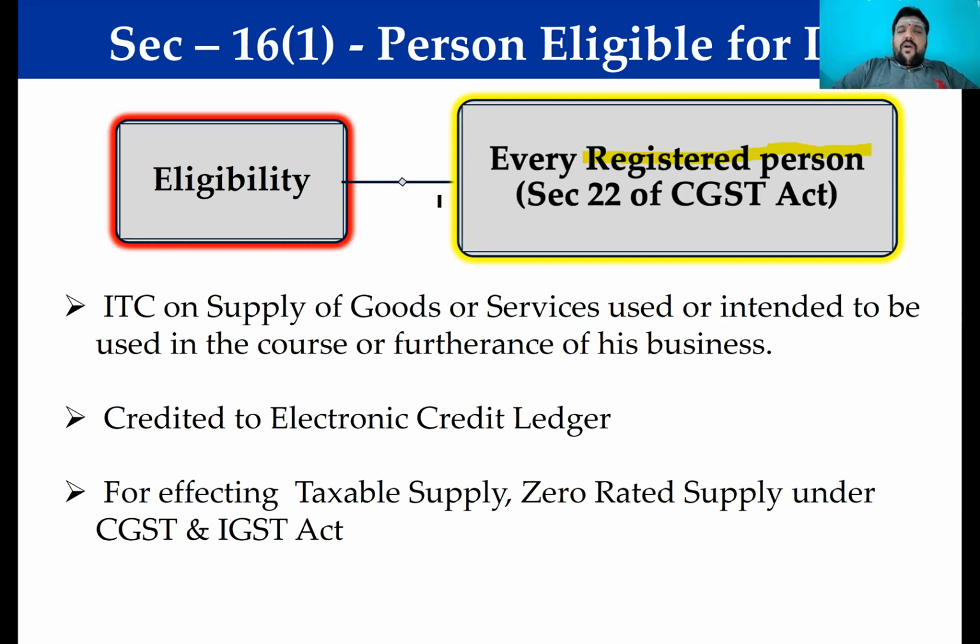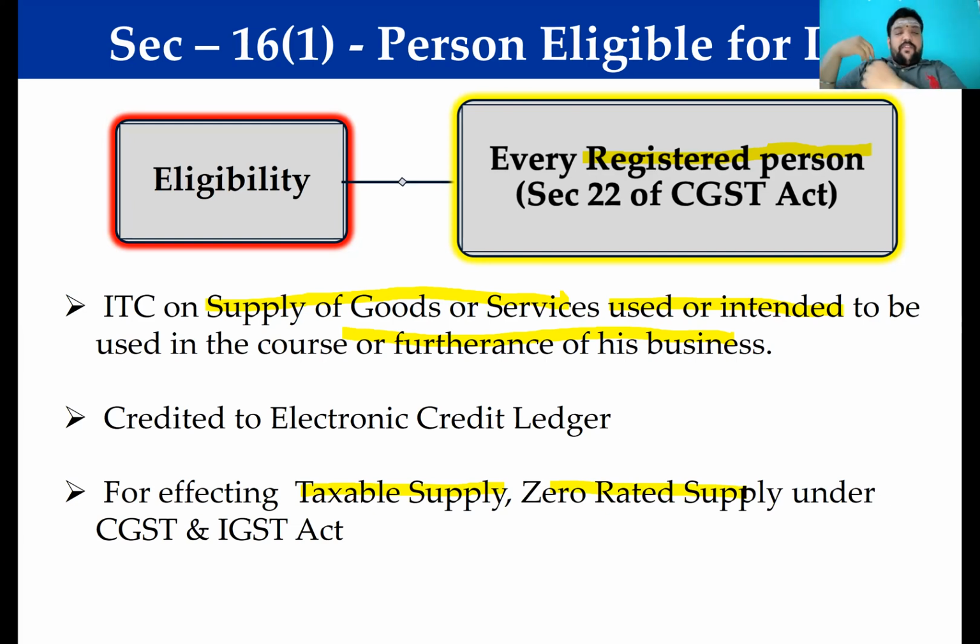On what? On all those goods or services which are either used or intended to be used in the course or furtherance of business. I should be a registered person, and I am in receipt of goods or services. Those goods or services should be used or intended to be used in the course or furtherance of business. Then yes, I am eligible to claim credit. Additionally, those goods or services should be used for outward supply, which is going to be either taxable or zero rated supply, which is export.